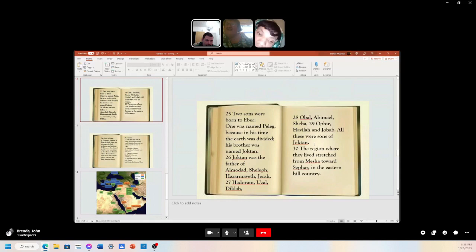Sons were also born to Shem, whose older brother was Japheth. Shem was the ancestor of all the sons of Eber. The sons of Shem: Elam, Asshur, Arphaxad, Lud, and Aram. The sons of Aram: Uz, Hul, Gether, and Meshech. Arphaxad was the father of Shelah, and Shelah the father of Eber.